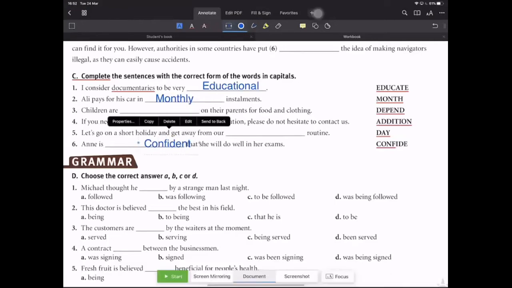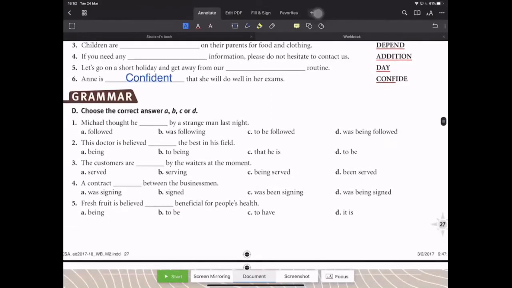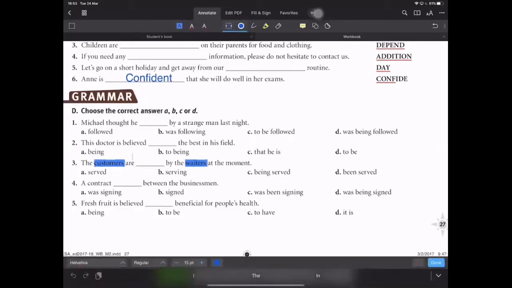Okay. Let's go to D now, grammar. Choose the correct answer A, B, C, or D. We will do number three directly, okay? The customers are blank by the waiters at the moment. We have got the word customers, waiters. What do you mean by customers?